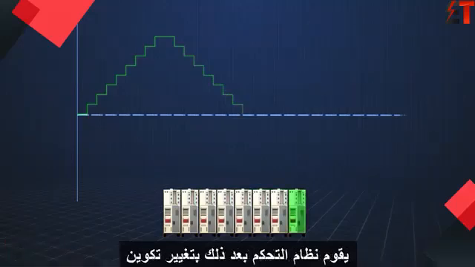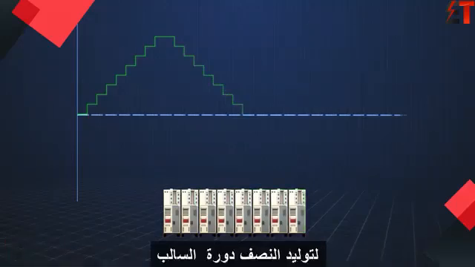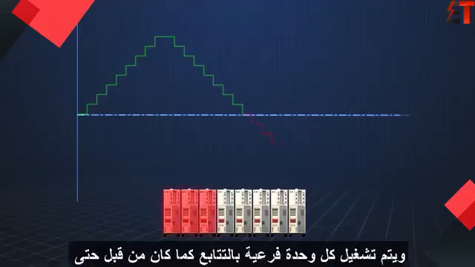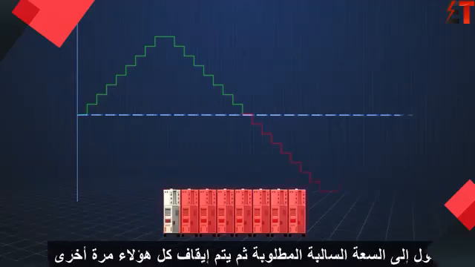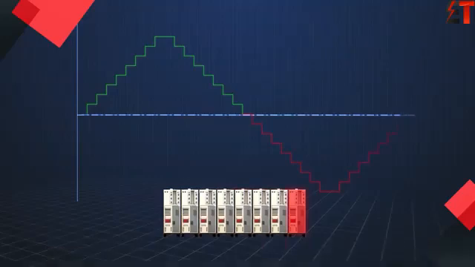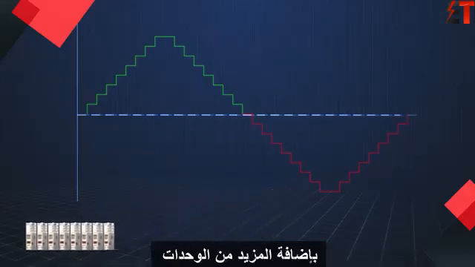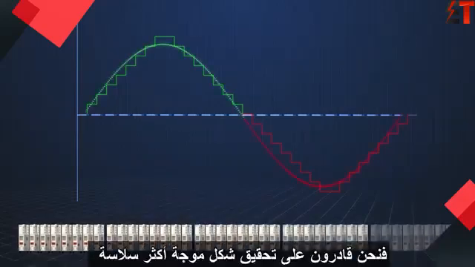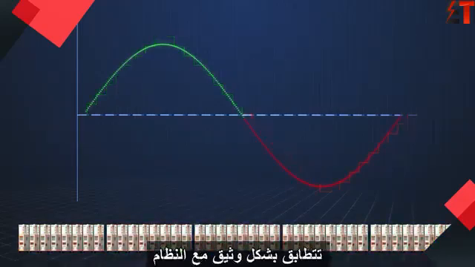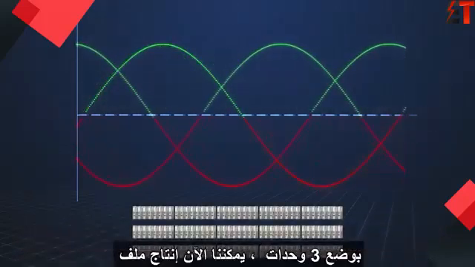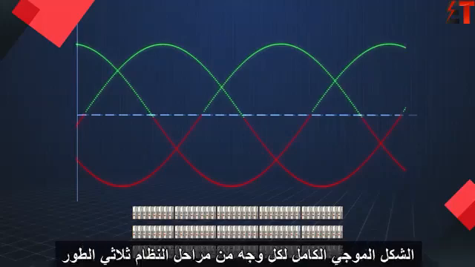The control system then changes the IGBT configuration to generate the negative half cycle and turns on each submodule sequentially as before until the required negative amplitude is reached, and then turns those all back off again. One full sequence produces one complete cycle of a sinusoidal voltage waveform. By adding even more modules, we are able to achieve a smoother waveform closely matching the system. Stacking the modules 3 high, we can now produce a complete waveform for each phase of the 3-phase system.